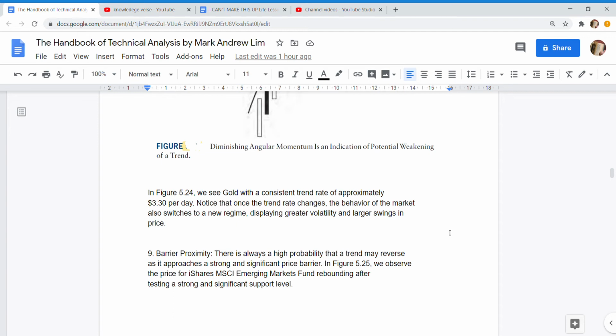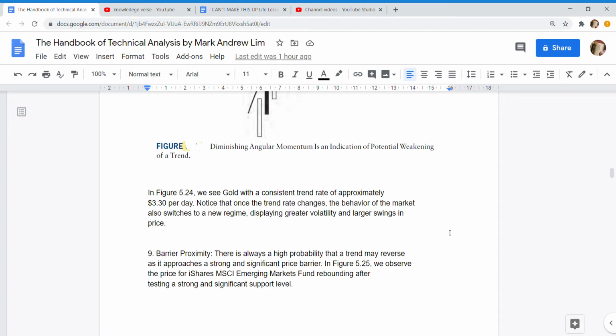In Figure 5.24, we see gold with a consistent trend rate of approximately $3.30 per day. Notice that once the trend rate changes, the behavior of the market also switches to a new regime, displaying greater volatility and larger swings in price.